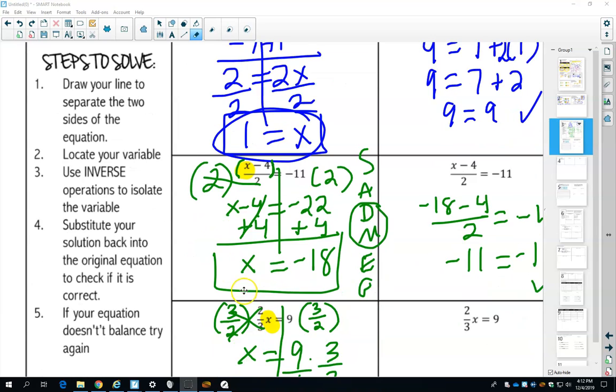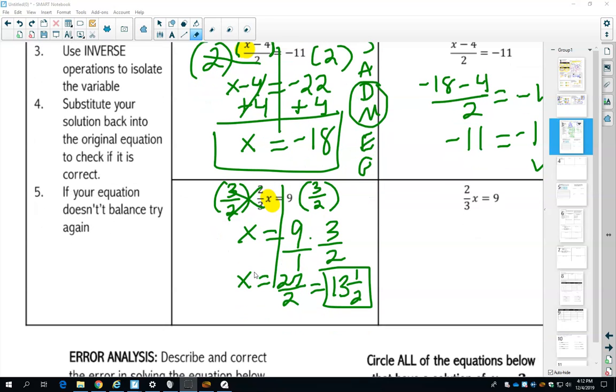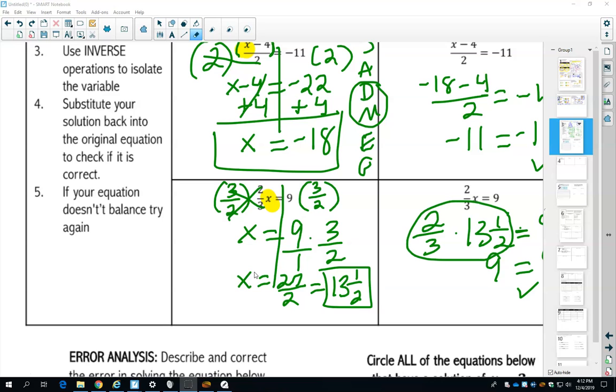And now we're going to put that into our equation. 2/3 times 13 1/2. We want to see if that's 9. And using our Desmos, we'll see that it's right. 9 equals 9. So you're going to use Desmos on this part to see if you get this answer.